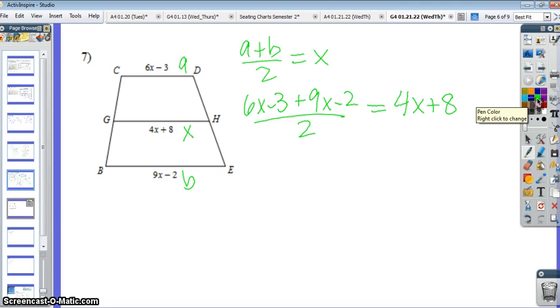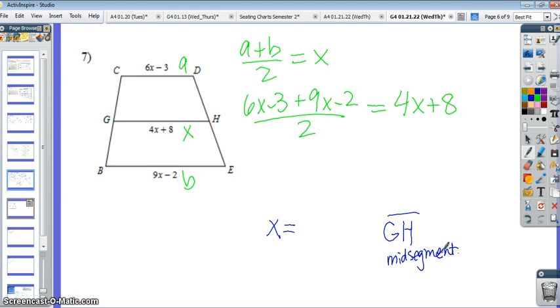Okay, from there, I'm going to let you guys do this on your own. I expect you to have all of the work on your paper, but I will put up the final answer for what x equals and for what GH, the mid-segment, equals, okay? I'm not going to walk you through all this work. I want you to work with someone else to solve this. But please do check back in and see what the answer is.